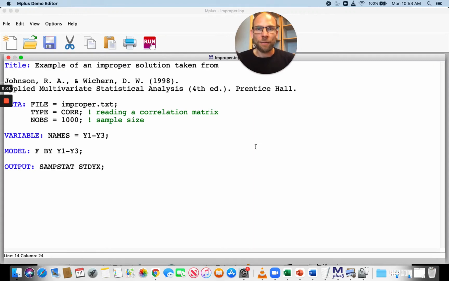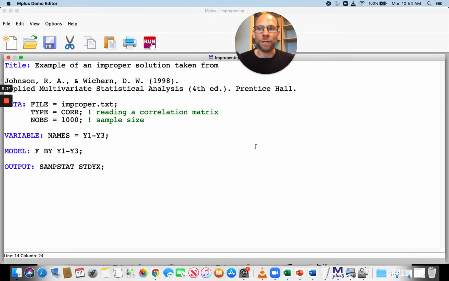In this video, I want to show you an example of an improper solution that you can get sometimes in confirmatory factor analysis or structural equation modeling. I want to show you what it looks like in the Mplus program when you get such an improper solution, what it means in this case, what the causes are, and also discuss a little bit what other reasons there can be for seeing those types of improper solutions.